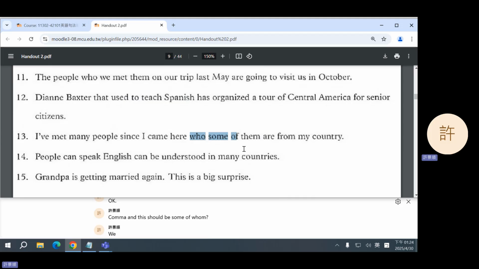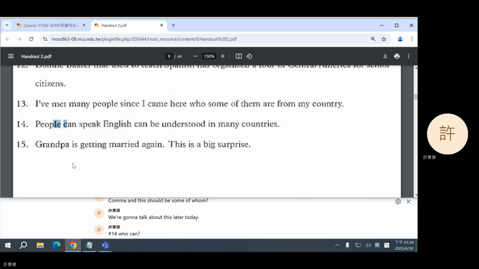We're going to talk about this later today. Number 14, "who can." Okay, and number 15. Oh, perfect. Right after this, I'm going to introduce this concept. This should be comma, "which." Okay, so I'm going to explain 15 later, but first, do you have other questions about this page?